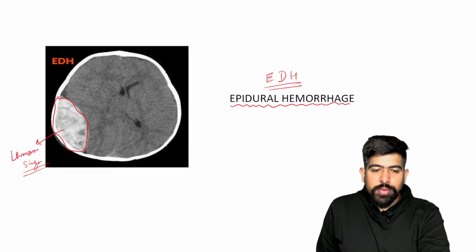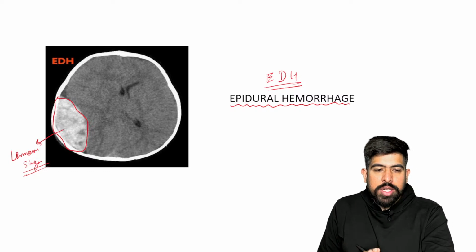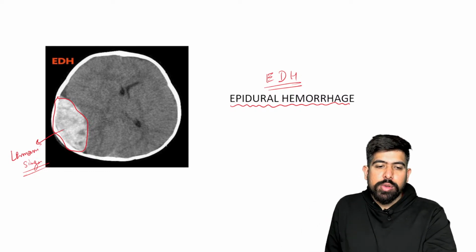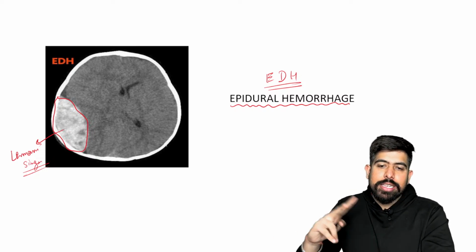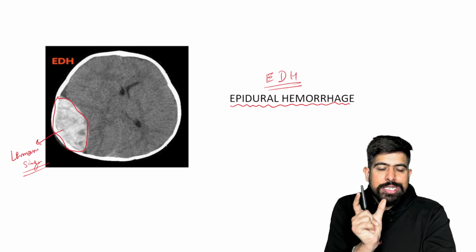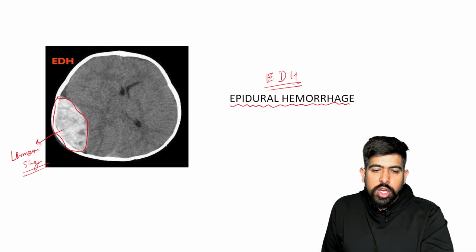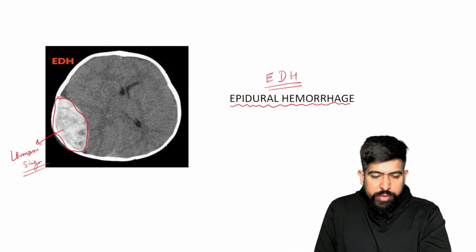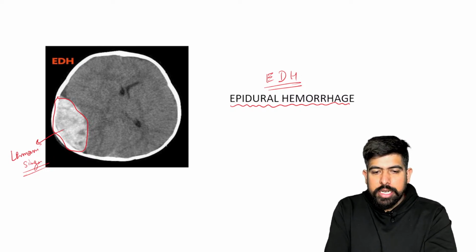What is the lucid interval? The patient has this injury, so the patient becomes unconscious. Then the patient regains consciousness, and again becomes unconscious. The interval between the two unconscious periods, during which the patient was conscious, is known as your lucid interval. That is your lucid interval.